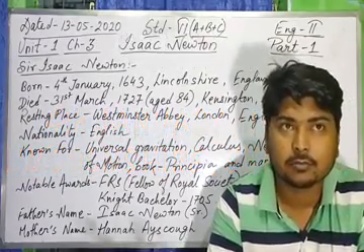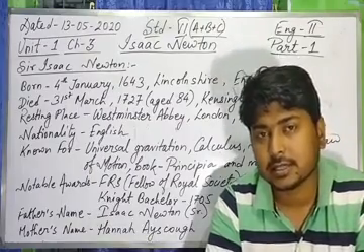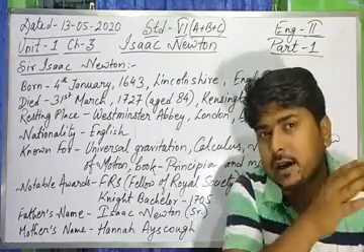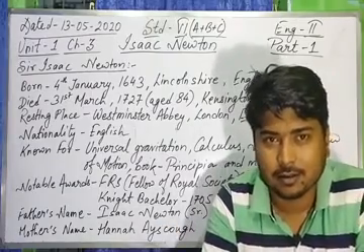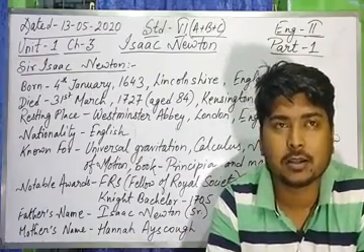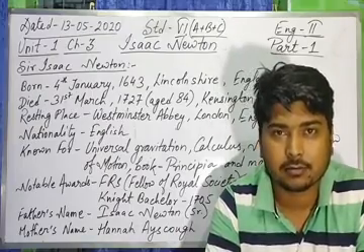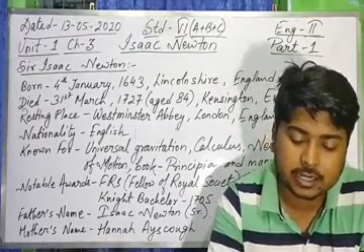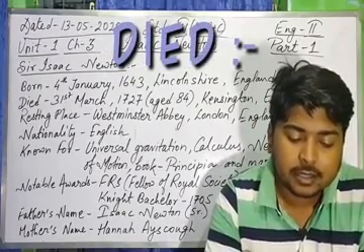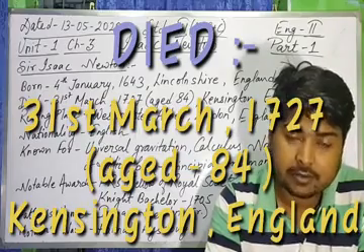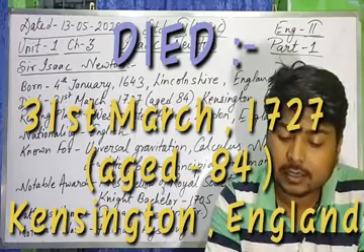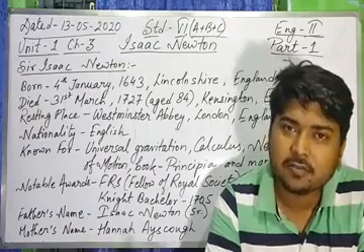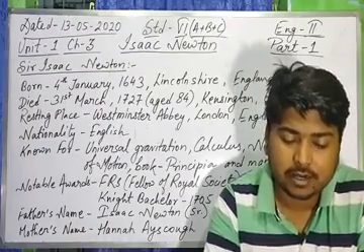4th January is a date and 1643 is a year number. So you can understand how far back it is from today's date, almost 350 or 370 years back from now. He took birth in a city called Lincolnshire in England. Died. He died on 31st of March 1727 at the age of 84, in Kensington, England.